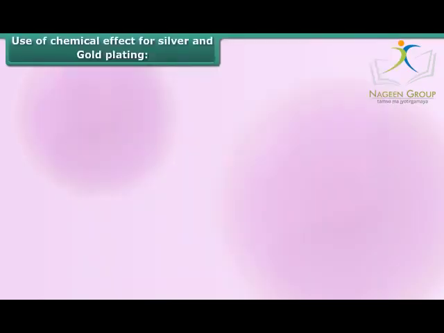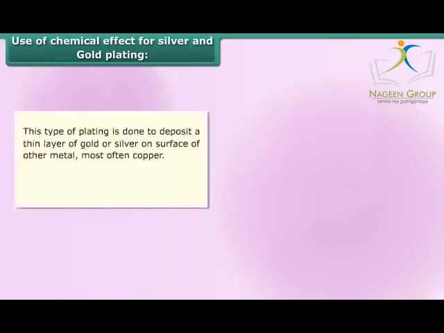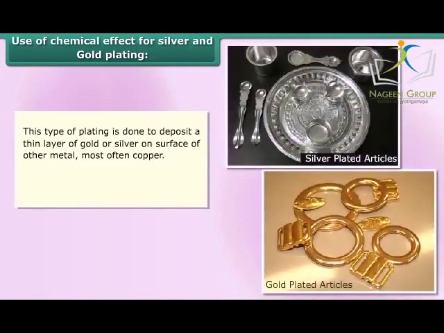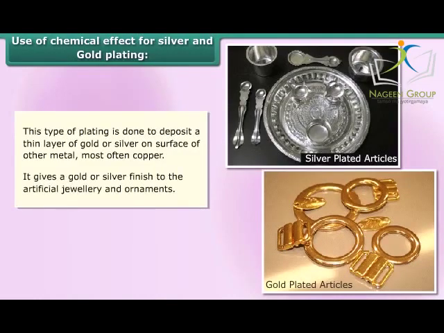Use of chemical effect for silver and gold plating. This type of plating is done to deposit a thin layer of gold or silver on the surface of another metal, most often copper. It gives a gold or silver finish to artificial jewelry and ornaments. Silver-plated articles. Gold-plated articles.